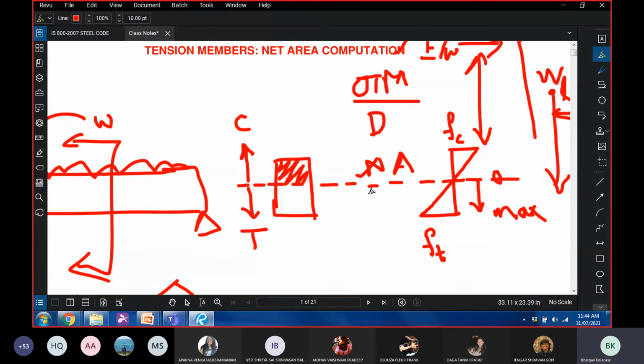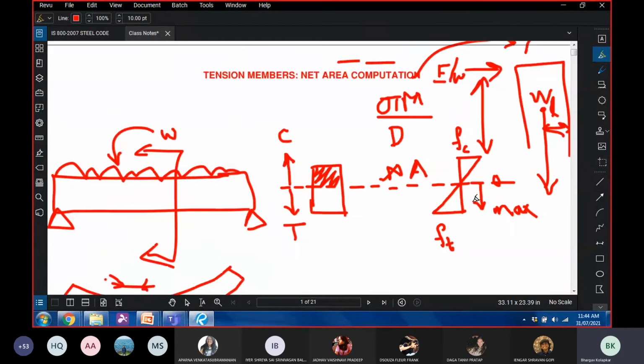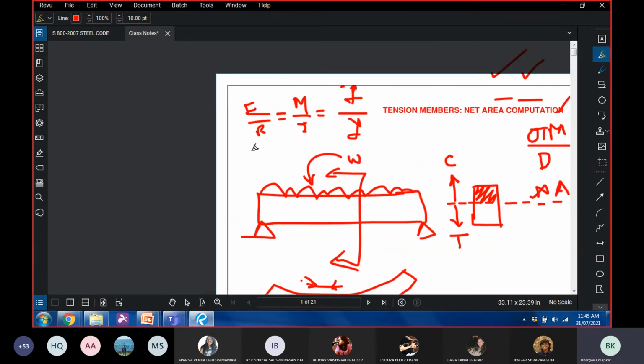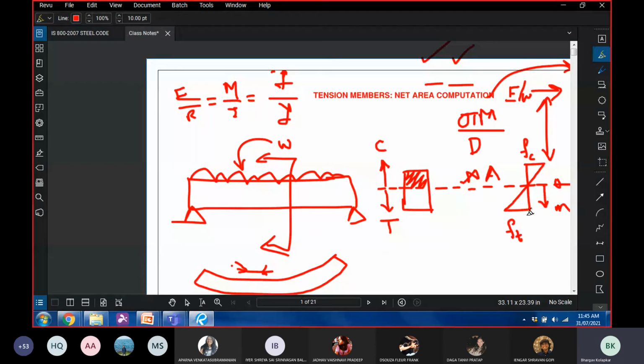This comes from the understanding of bending, for which I'm sure you have studied what bending is and how to derive this. I'm sure you have looked at this equation, E upon R is equal to M upon I is equal to F upon Y. Sometime, 30, 40 years back, you might have looked at this equation. This just means that the strain varies linearly up to failure and all. Not going to get into that.